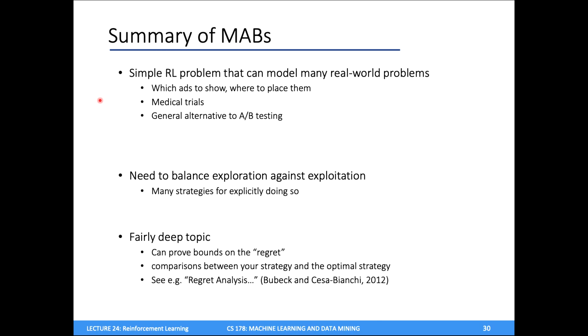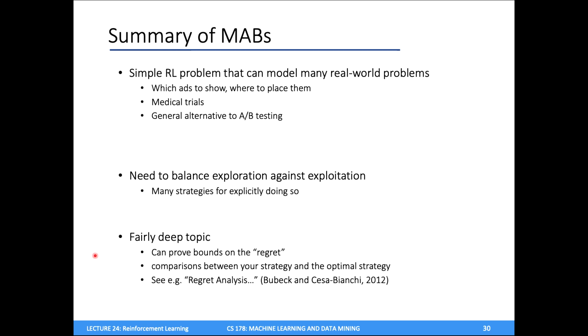Okay, so this is pretty much all we'll say about multi-armed bandit problems. It's again a really simple example of a reinforcement learning problem that can really model a lot of real-world applications out there. So showing ads, where to place ads, website design, medical trials, all kinds of things can be phrased in this type of problem. And in general, it's an alternative to massive A/B testing, where you have multiple alternatives you're trying to compare. Again, you need to really balance exploration against exploitation because your agent needs to discover things about the environment.